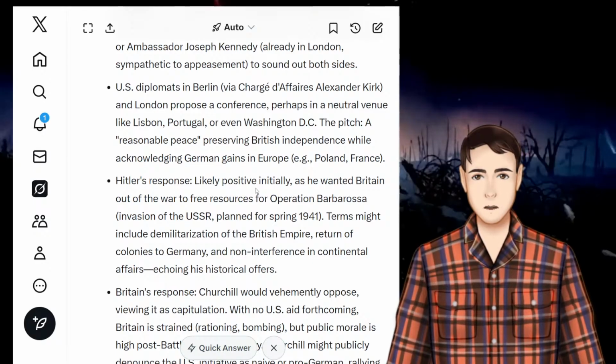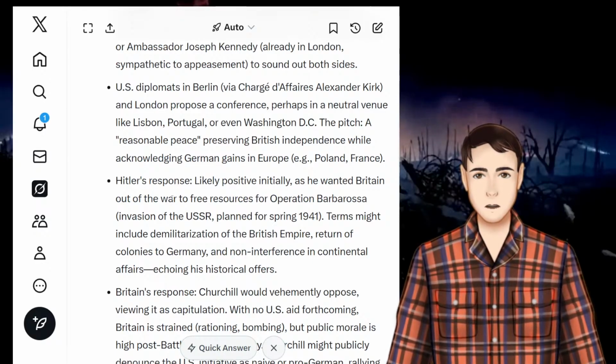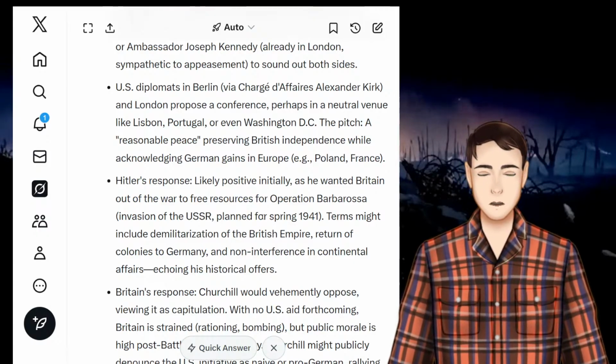Poland, France. Hitler's response, likely positive initially, as he wanted Britain out of the war to free resources for Operation Barbarossa, the invasion of the USSR planned for spring 1941.